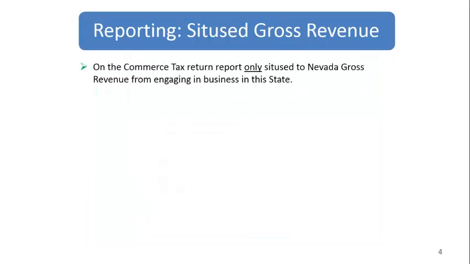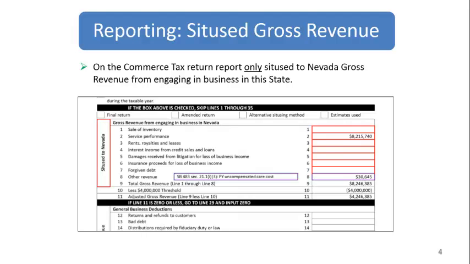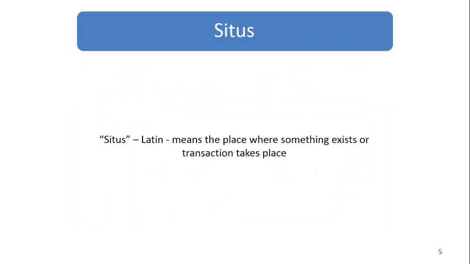On the Commerce Tax Return, report only Situs to Nevada gross revenue from engaging in business in this state. Taking a look at the tax return, you will see highlighted on the left, Situs to Nevada. Situs is a Latin term, and it means the place where something exists or where the transaction takes place. If my transaction takes place in Nevada, the revenue from that transaction is sitused to Nevada.